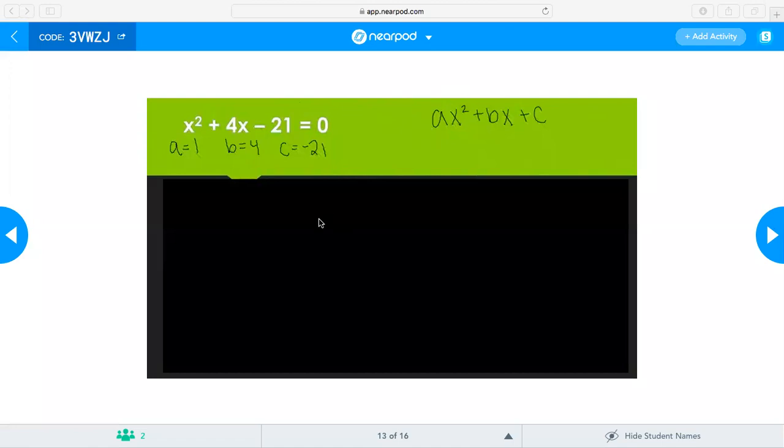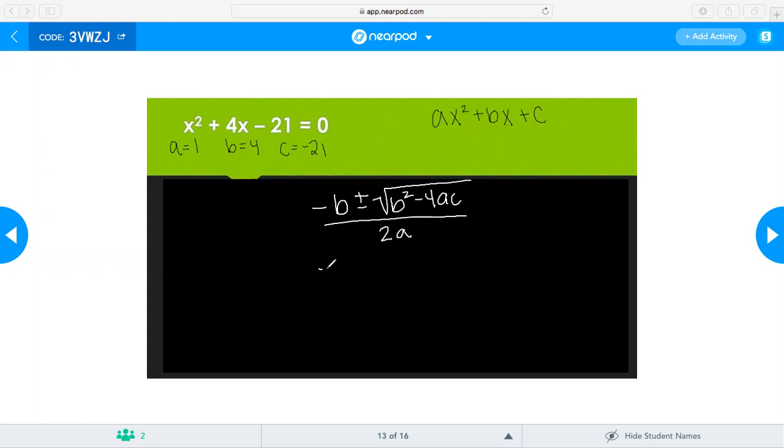All right. So the quadratic formula is negative b plus or minus the square root of b squared minus 4ac, divided by 2a, right? Well, we have our a, our b, and our c. So we're just plugging those things in, right? Okay, so let's do that.